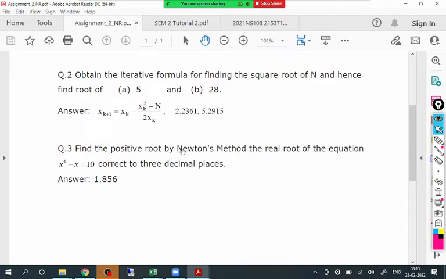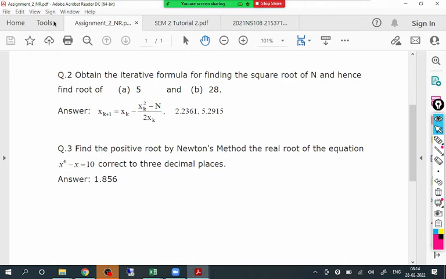Find the positive root by Newton-Raphson method, the real root of the equation x^4 minus x equal to 10 correct to 3 decimal places. Actually there should be some correction in the question. It should say: find the positive real root by Newton-Raphson method of the equation. Obviously we are interested in the real root only. This equation may have complex roots, but numerical methods are used to find only the real roots here. So that we have to find.